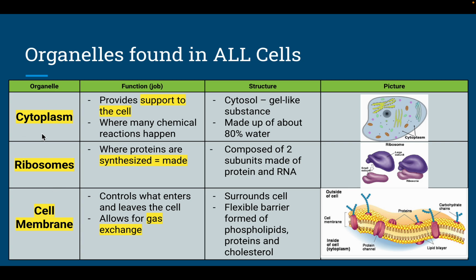Well, cytoplasm is our first organelle. It's in yellow, so you need to write it in your notes. It provides support to the cell. This is where chemical reactions happen, or a lot of chemical reactions happen inside the cell.